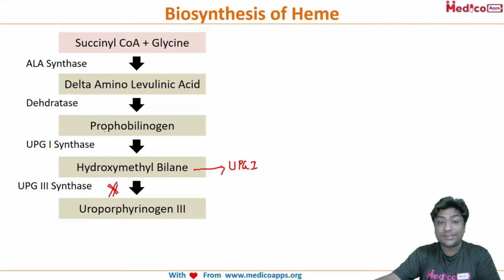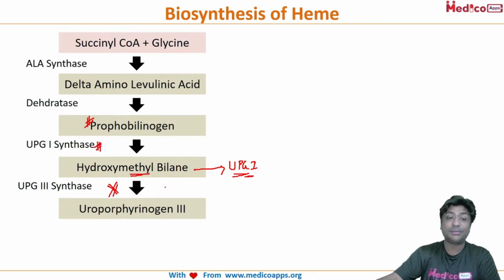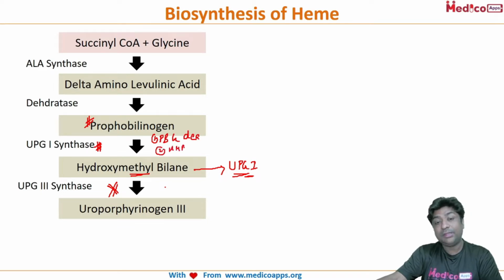So that is why this enzyme is also called UPG1 synthase, because the same enzyme will convert hydroxymethylbilane into UPG1. Hope you are clear. So three very important names of this enzyme, hope you remember: PBG deaminase, HMB synthase, and UPG1 synthase.